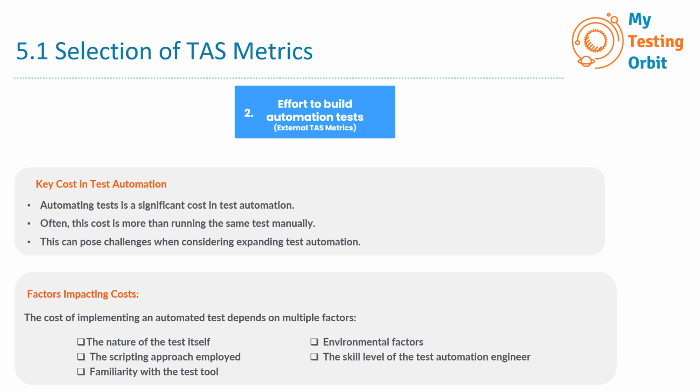Then we have environmental factors. The stability of your testing environment matters a lot. A controlled, stable environment is more predictable and reduces potential hiccups. Then we have the skill level of the test automation engineer. The experience and skill of your automation team can impact costs. Skilled engineers are more efficient at creating and maintaining automated tests.